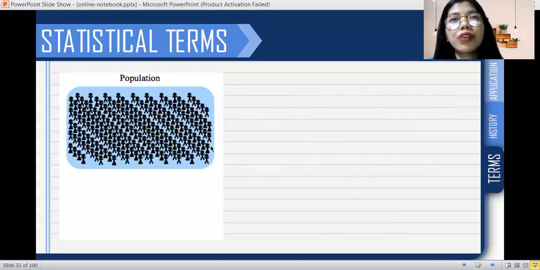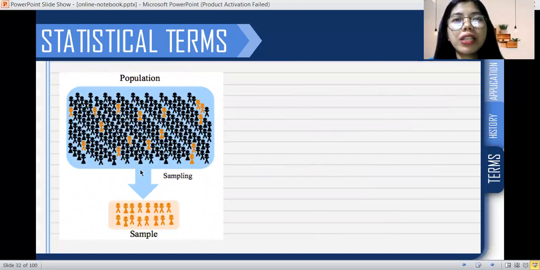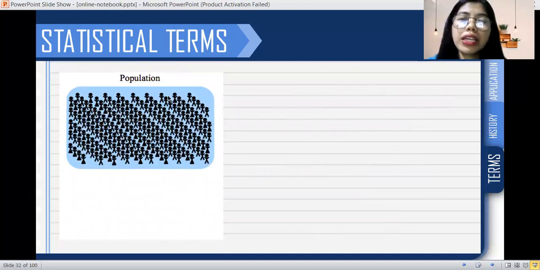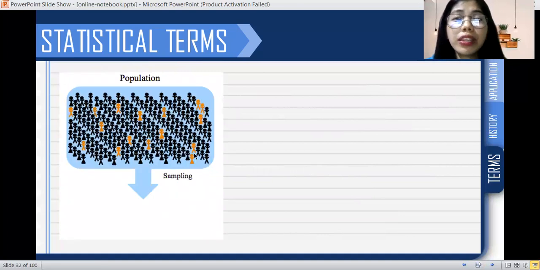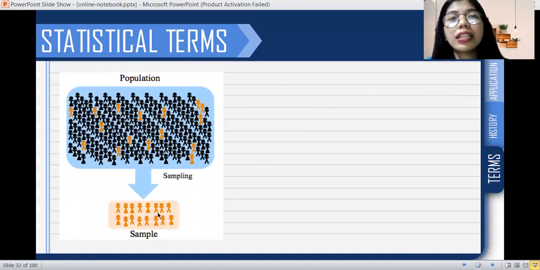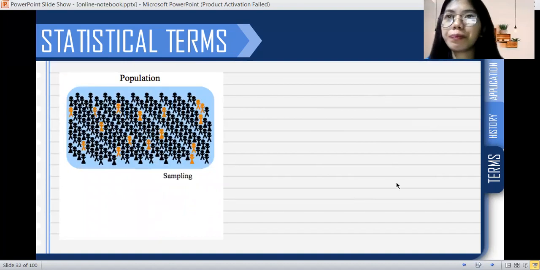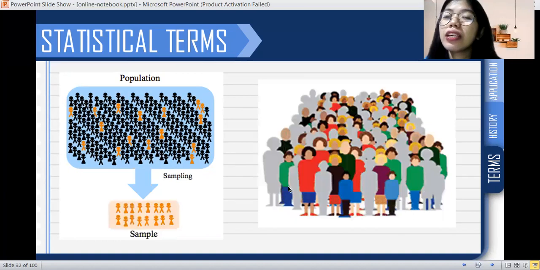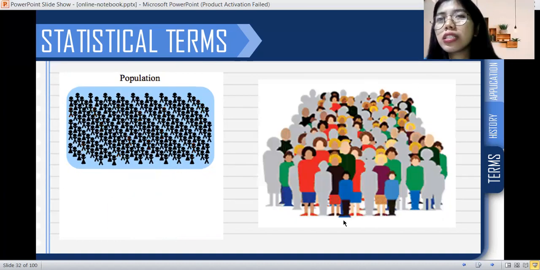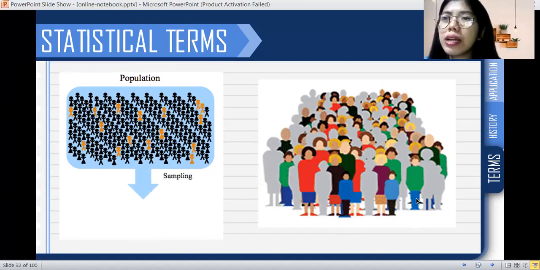Okay, let's observe at this one. We have here the population. Tapos, kapag mag-sampling na tayo, makikita natin dito yung mga orange. Kukuha lang tayo ng sample natin, yung mga orange. At yun po, magiging sila po yung sample natin. Again, for this one, this is a population po, lahat-lahat ng to. Pero yung colored lang na mga person, mga tao, sila lang yung ating sample. Okay?